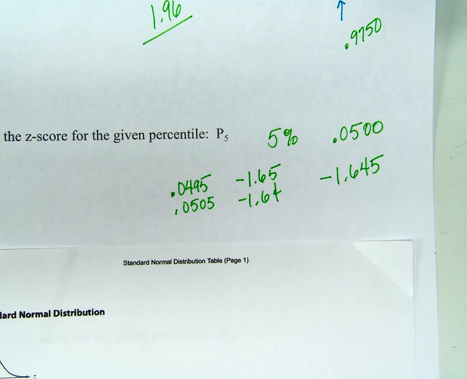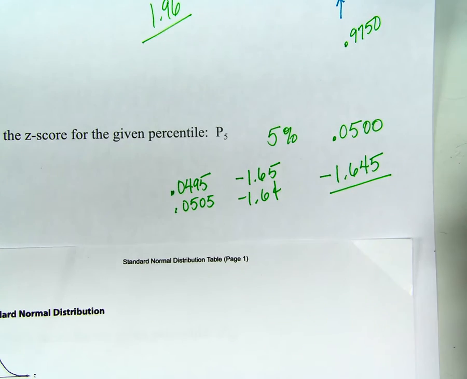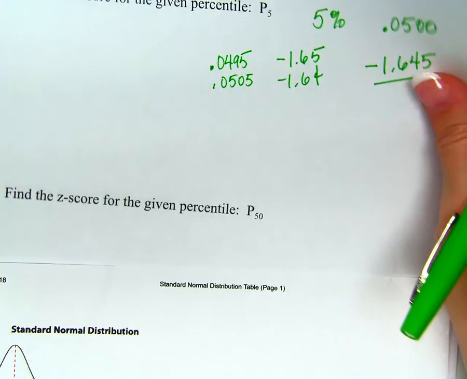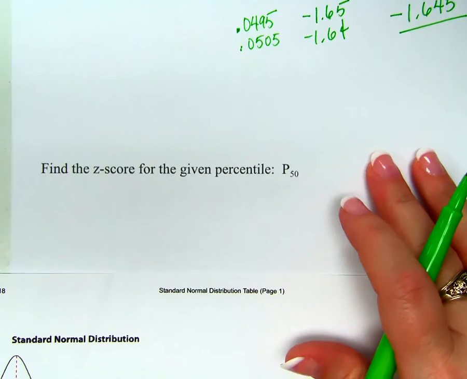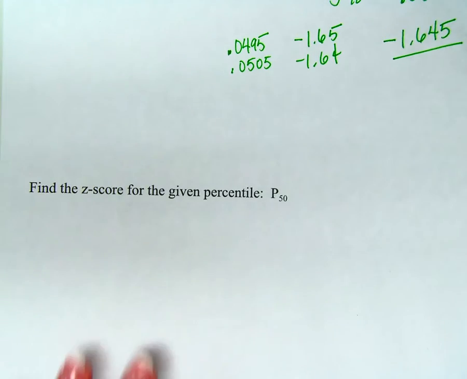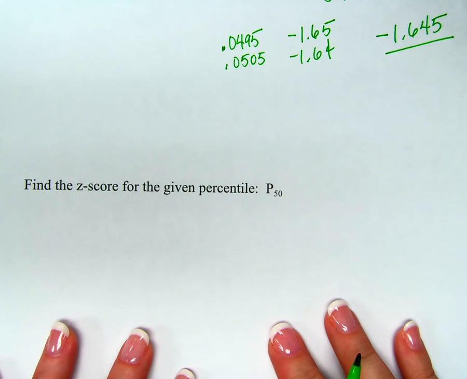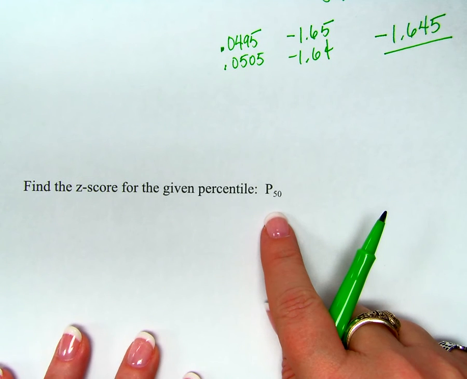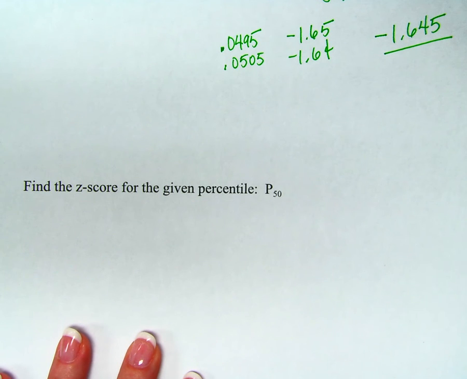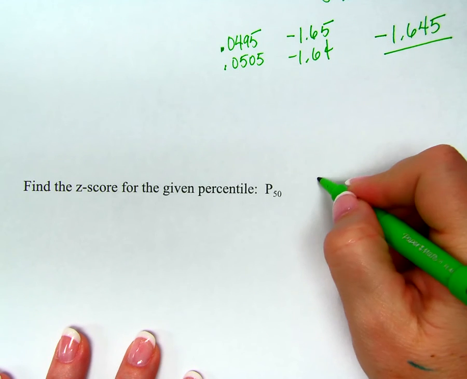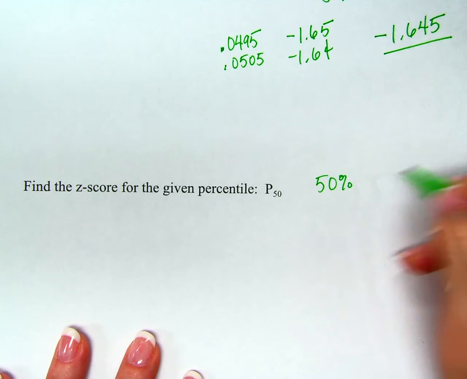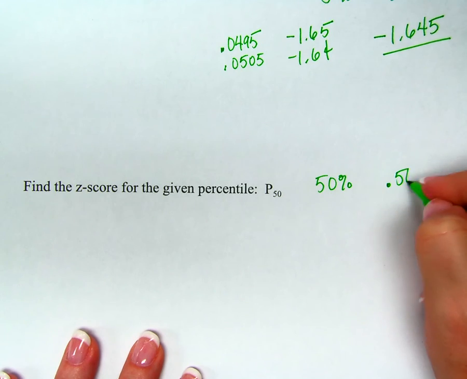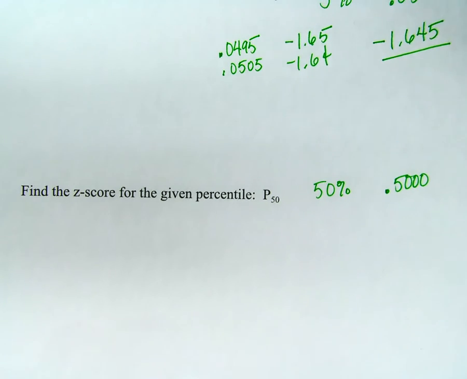Yes? Do you have any questions about that? Okay. Just go with me for a second. We're going to come back to that discussion in a minute because I know you still have some more questions. I can tell by the looks on your faces. Okay? P50. The 50th percentile. That is 50%, which is 0.500.